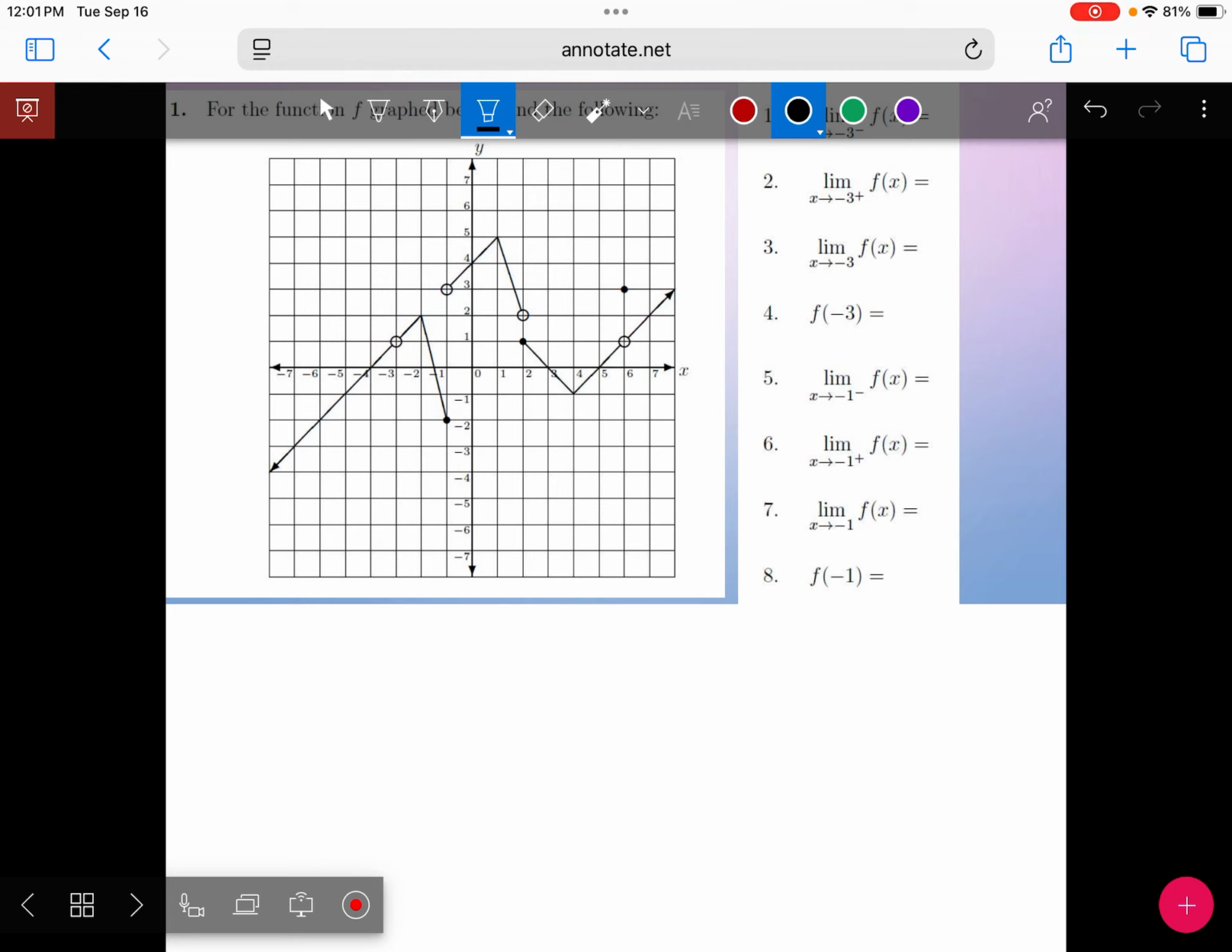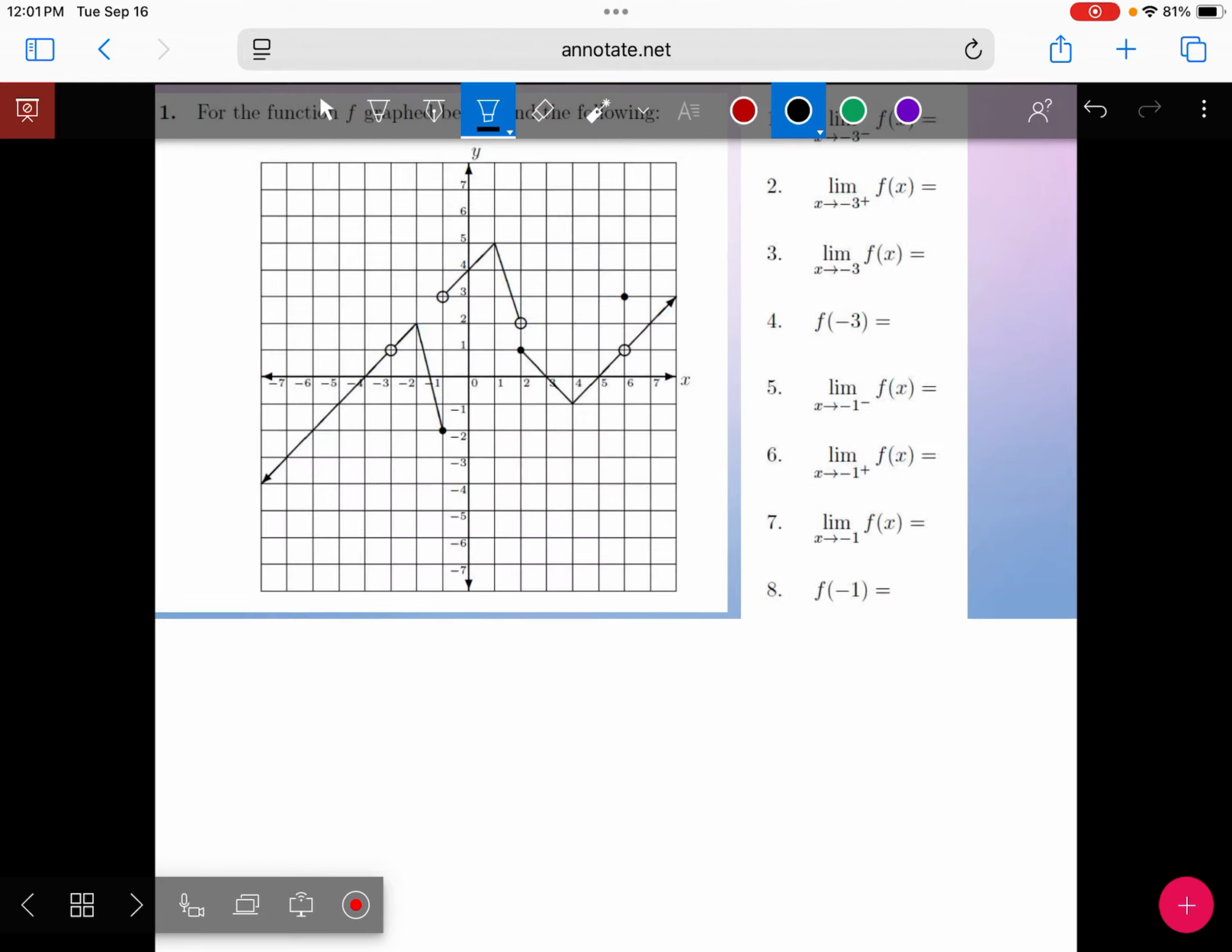All right, y'all, let's see how we did. Let's see. Don't worry, we got more practice. Practice makes perfect. All right, let's start off with numbers 1 through 4.